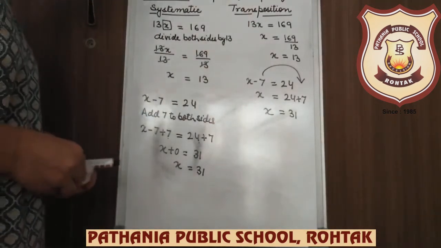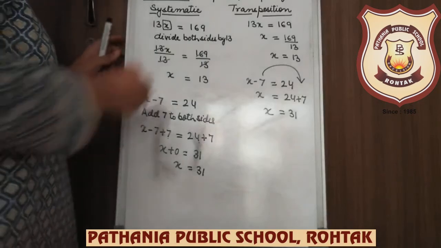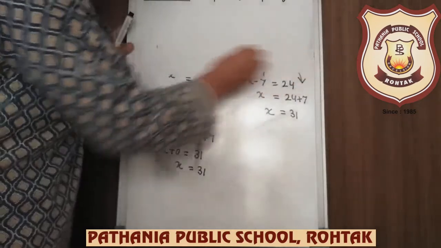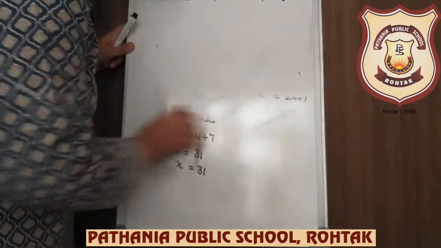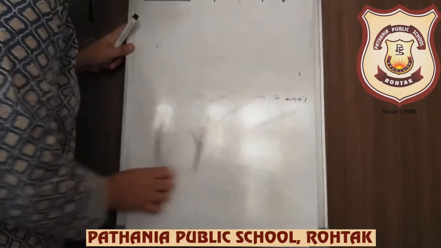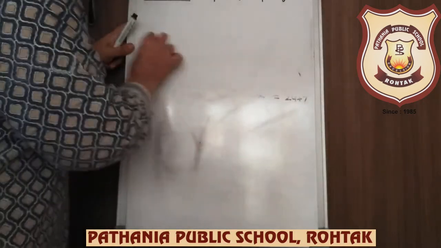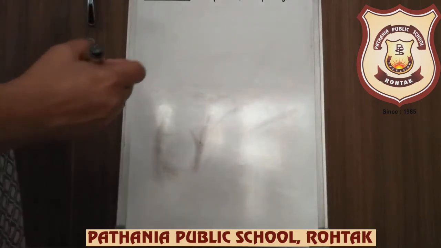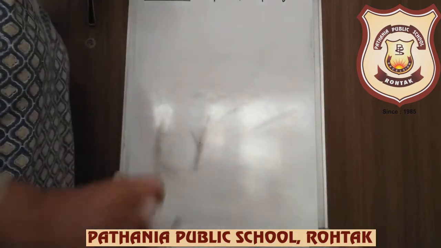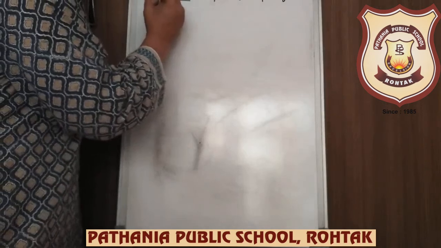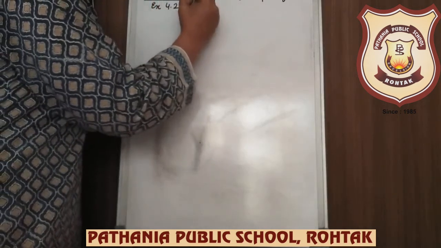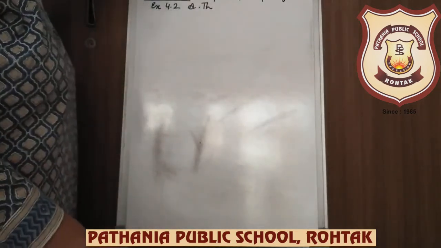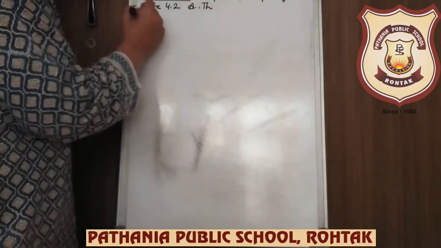Fine. Now there is a question in your exercise 4.2, applying thought, which says the sum of 16 and an unknown number is 60.